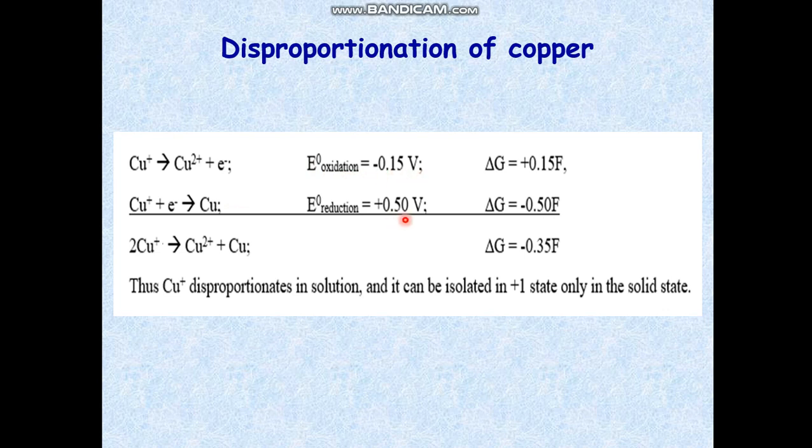So from the next equation we can calculate the free energy change. For the first reaction, the oxidation reaction, the -0.15 volt contributes to the free energy change as +0.15 Faraday. On the other hand, the reduction reaction has a delta G value of -0.50 Faraday. So what is their summation?